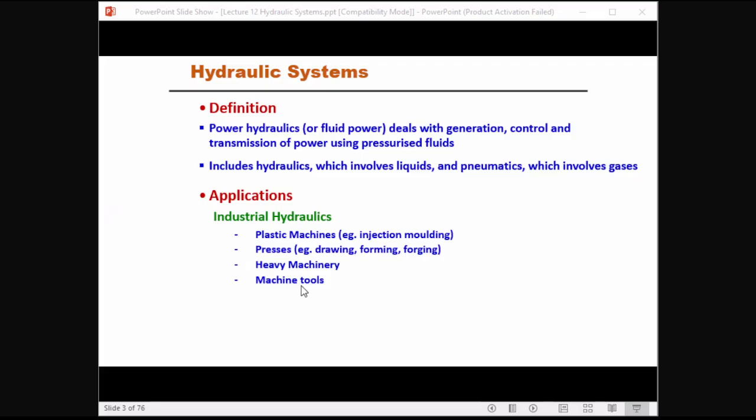Then machine tools mean we can consider some milling machines, lathe machines, they use hydraulics. Okay.